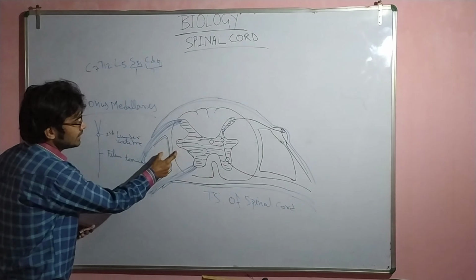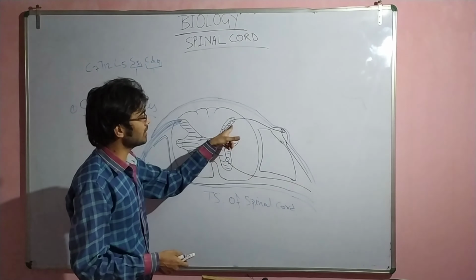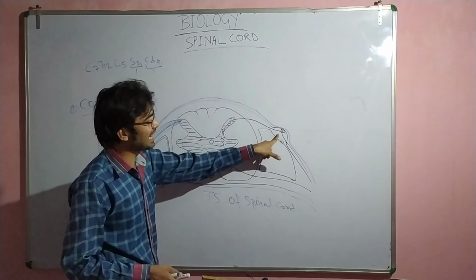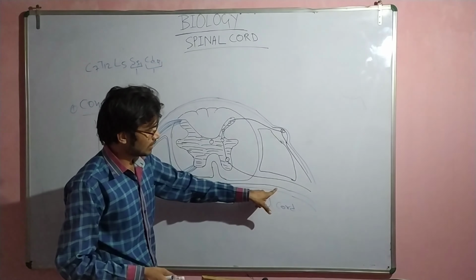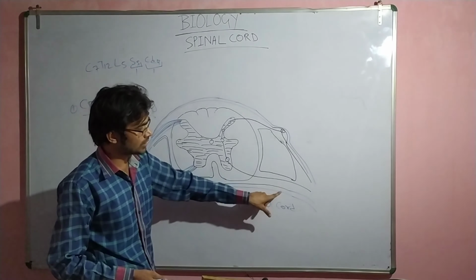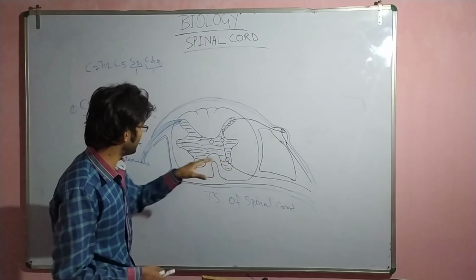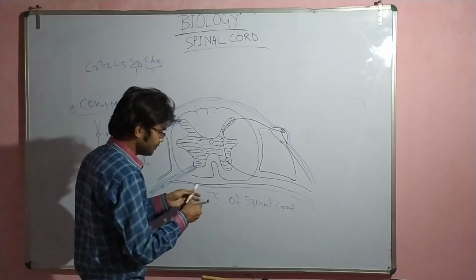Collectively, this is the meninges. Here you can see the synapse is taking place. Here the dorsal ganglion is there. This is the ventral root, the ventral root of the motor neuron. This is the sensory root. And the same thing is here. This also.